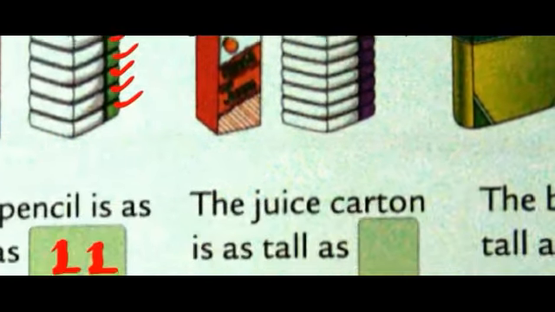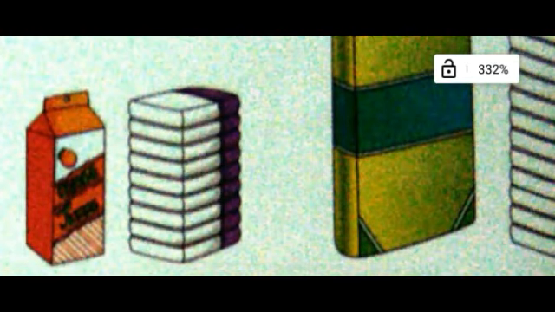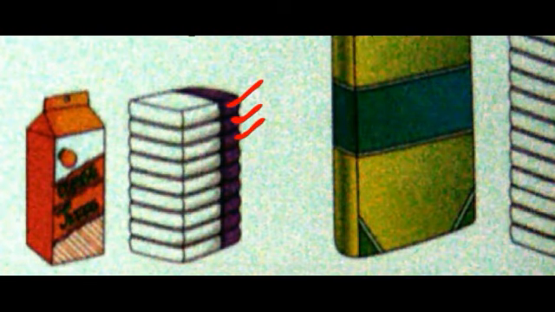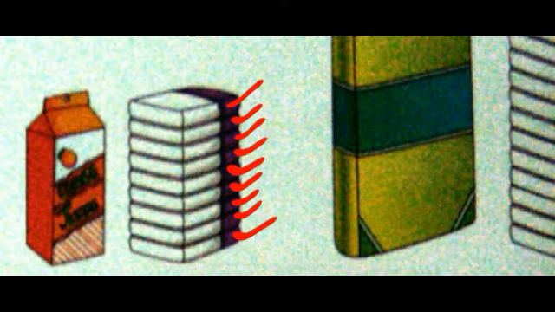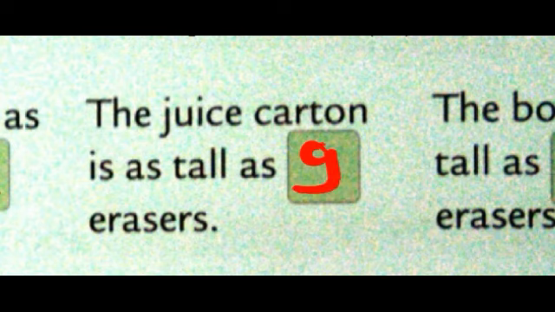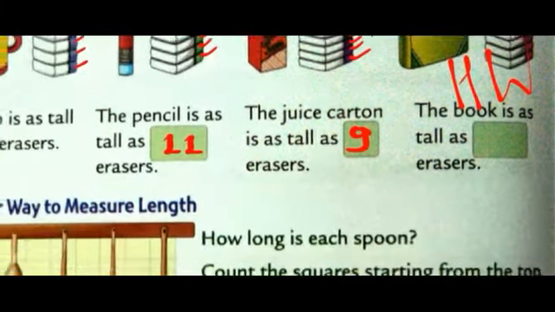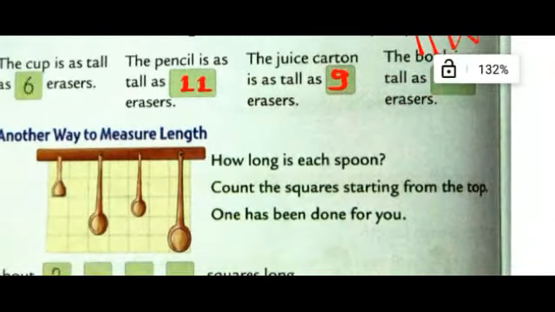In the same way, now we need to count the height of this juice carton. Okay, so let's do that. 1, 2, 3, 4, 5, 6, 7, 8, 9. So the juice carton is as tall as 9 erasers. So we need to write here 9. Okay, this is the way how we can find out the height by counting the erasers. So I would like you all to try this one as homework. Okay, moving on to the next question. Another way to measure length. One way we have started just now. The second way is this way.